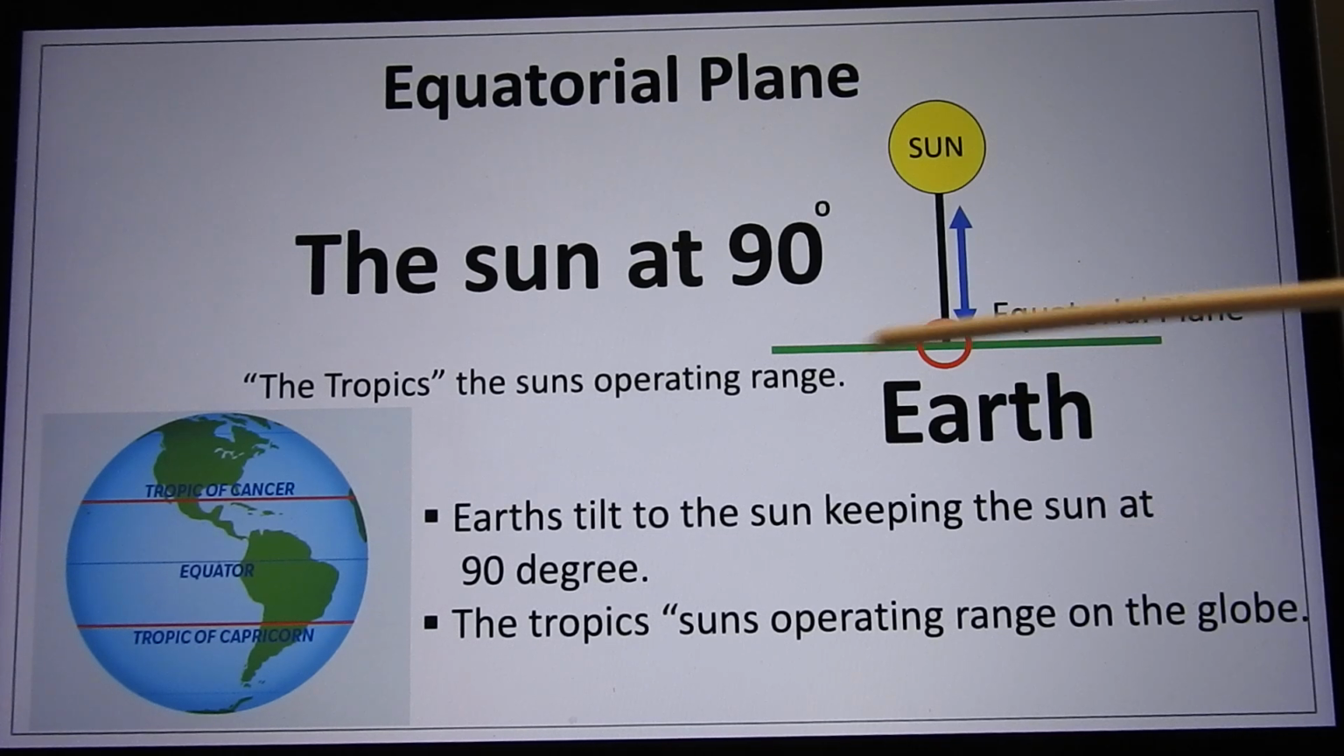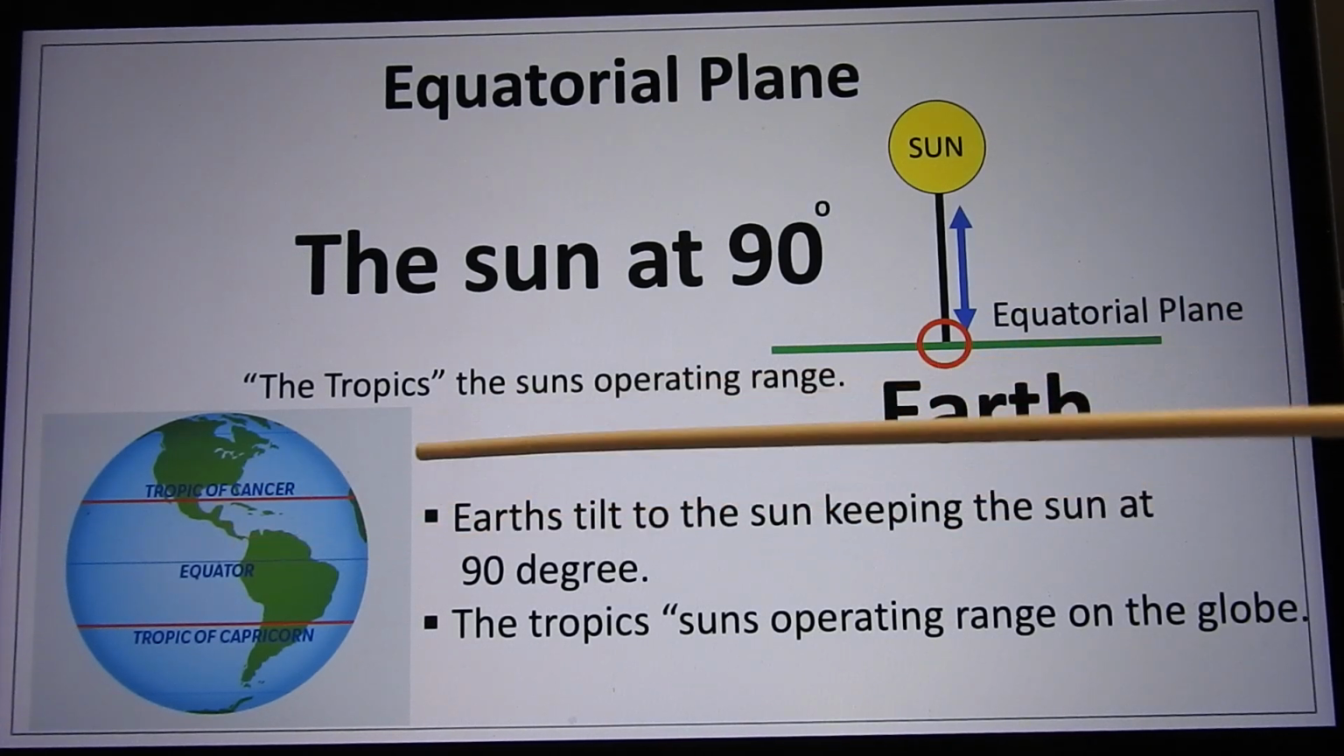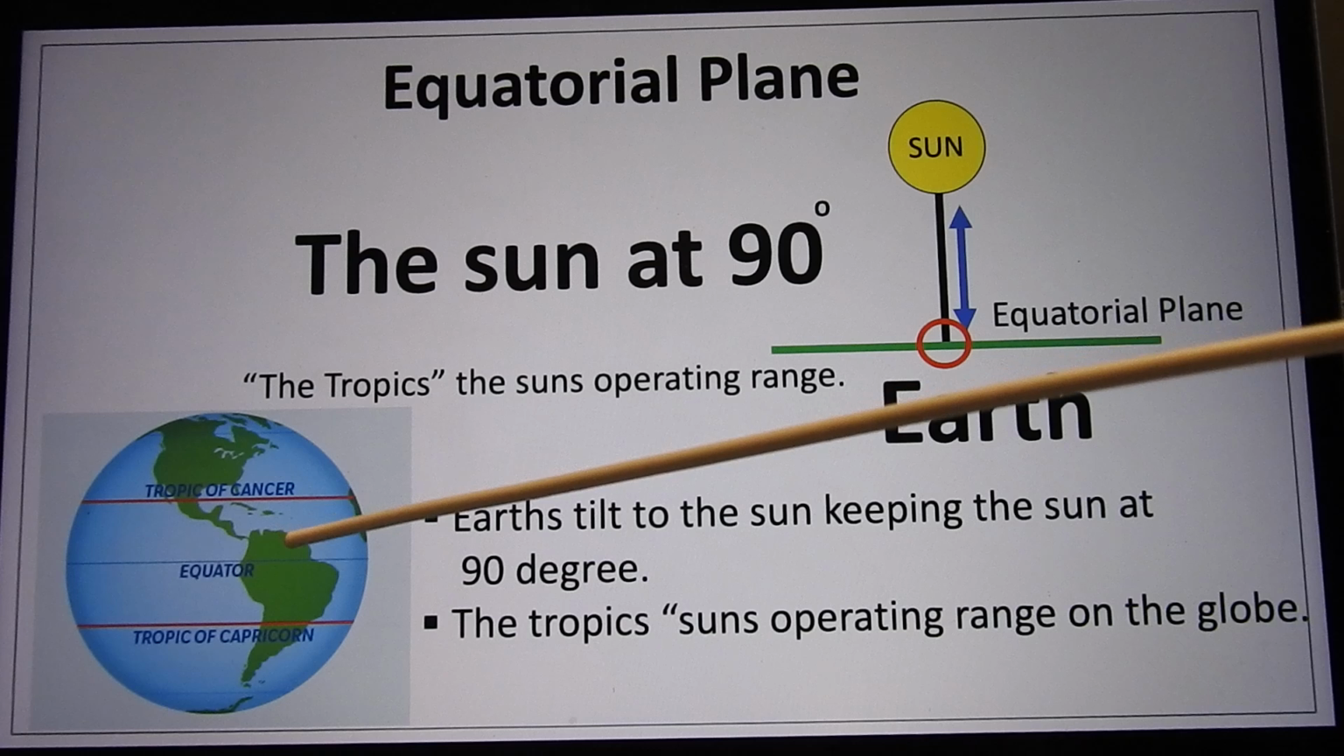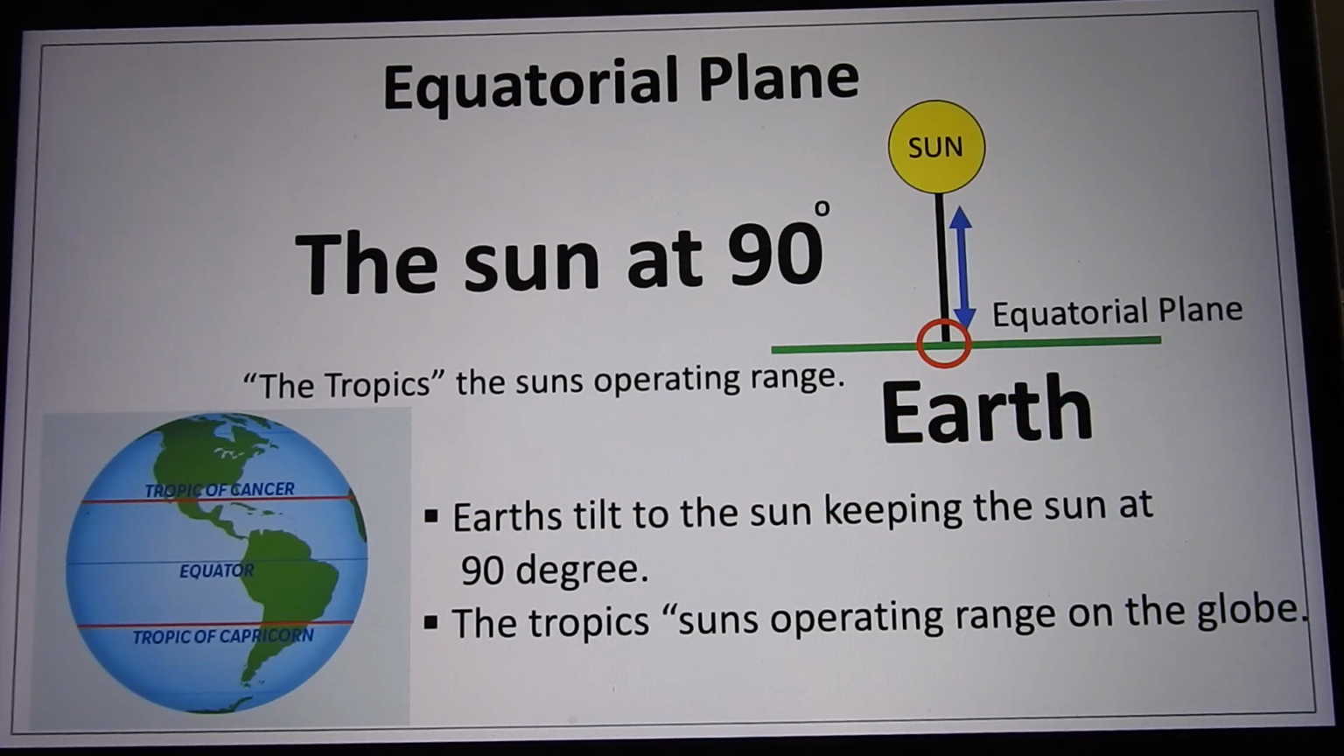I know some people don't believe that the 90-degree angle exists for the sun, but it exists in both models. And that's defined by the Tropic of Cancer, the equator, and the Tropic of Capricorn on both the globe and the flat Earth model. So that delineates the sun's operating range for both models.